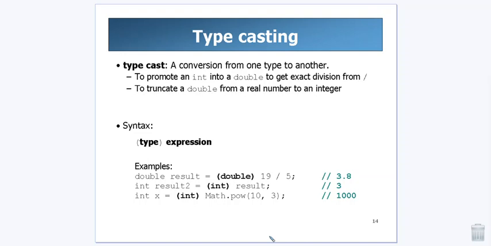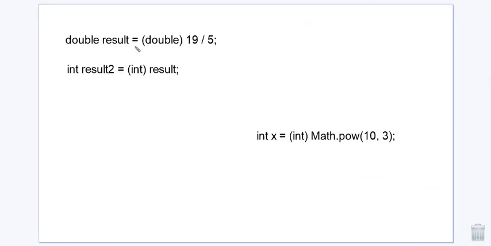We can truncate a double to become an integer, okay? And to do that, in parentheses, you specify what you want to convert it to. If you want to convert it to an int, you would say int. If you want to convert it to a double, you would say double. And then right after it, you say what you're converting. So for example, here, I want to convert this 19 to a double.